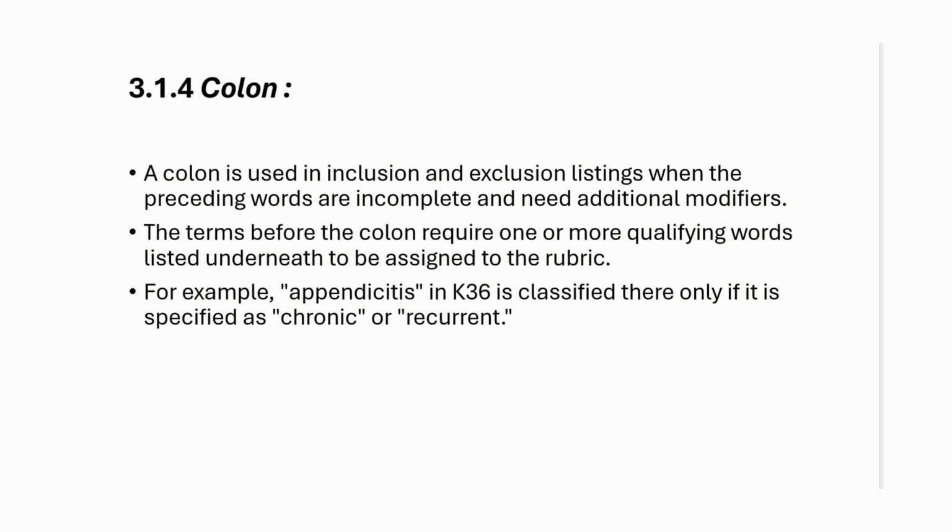The colon is used in inclusion and exclusion listing where preceding words are incomplete and need additional modifiers. These terms before the colon require 1 or more qualifying words listed underneath. For example, appendix K36 is classified there only if it is specified as chronic or recurrent.